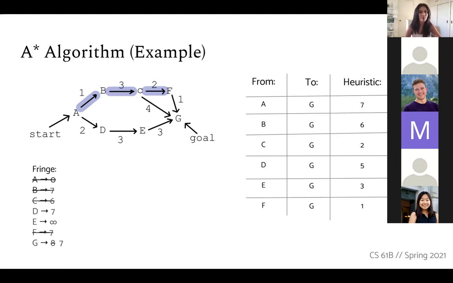So now let's say we pop D. How would we update its neighbors? Noah, did you want to say how? Or if not, anyone else?